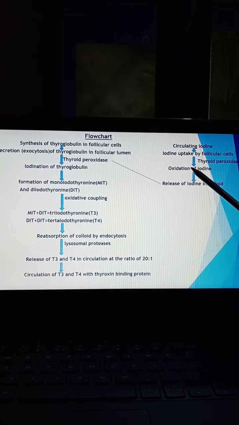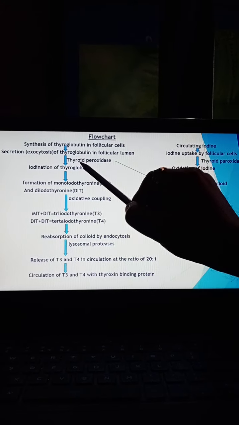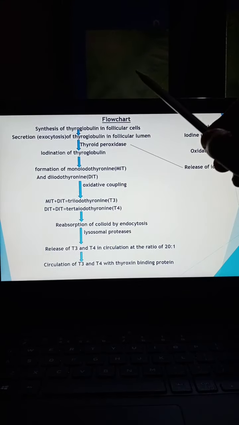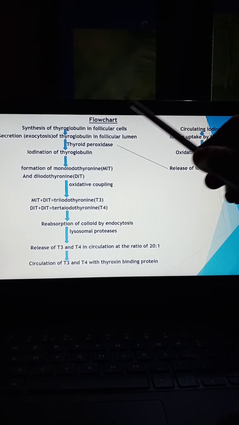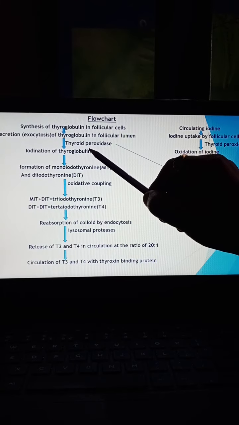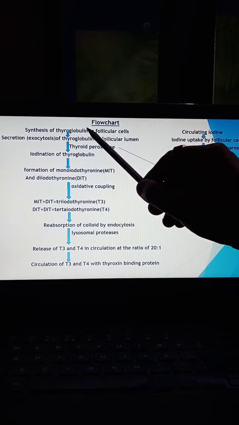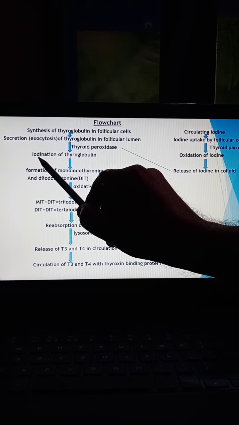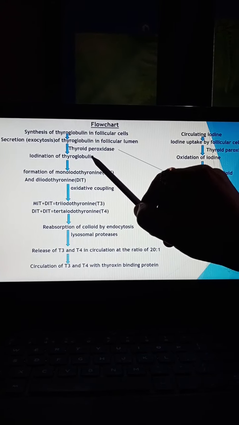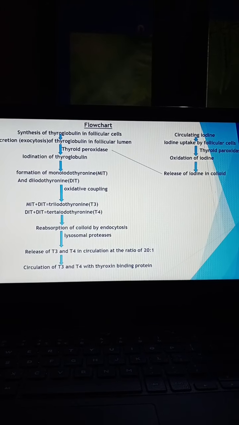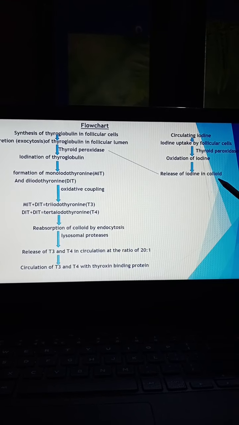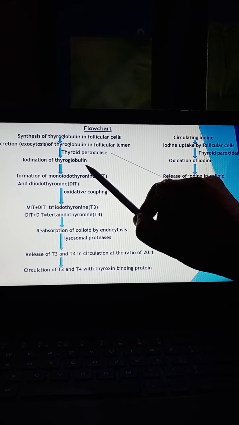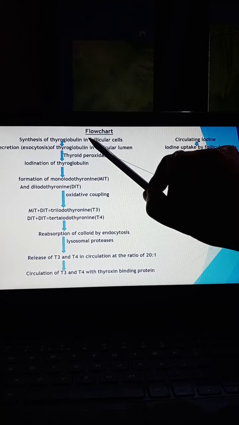After oxidation of iodine, the thyroglobulin is also produced in the follicle. So in the follicle, thyroglobulin as well as iodine is there. Both are released by exocytosis into the follicular lumen, and then the condition is called iodinization of the thyroglobulin, and this is nothing but colloid. That's why it is called release of iodine in colloid, because thyroglobulin when added with iodine is called iodinization of the thyroglobulin.